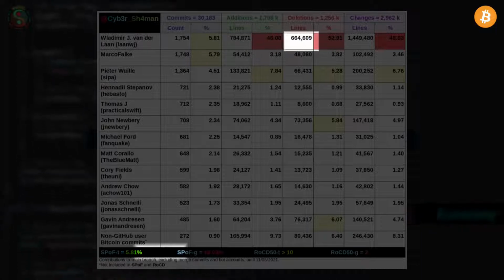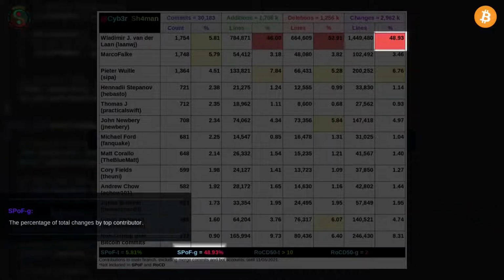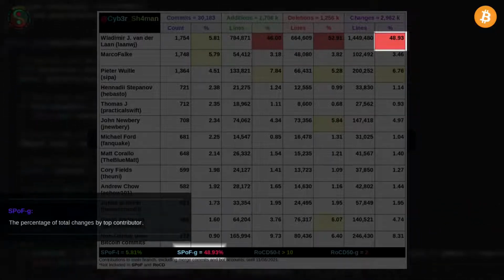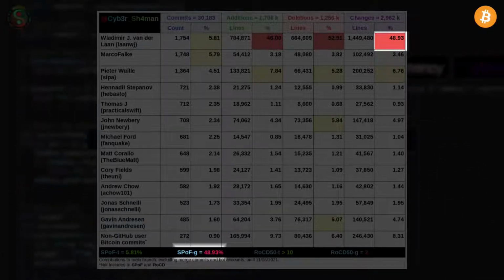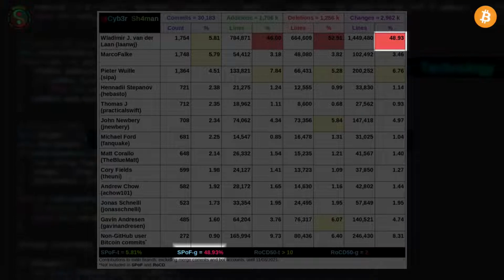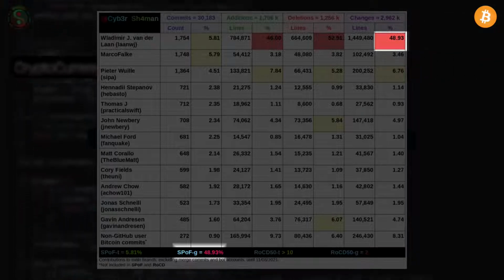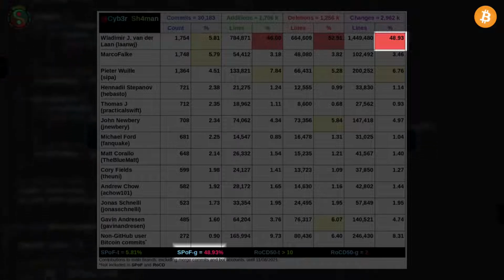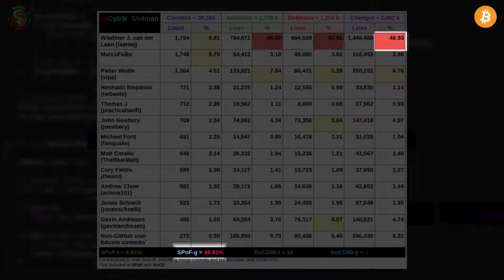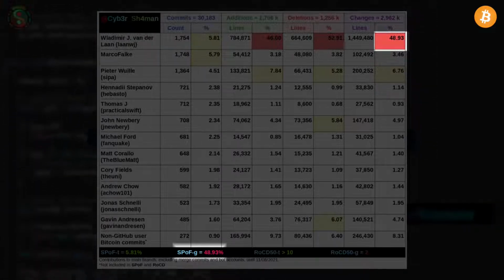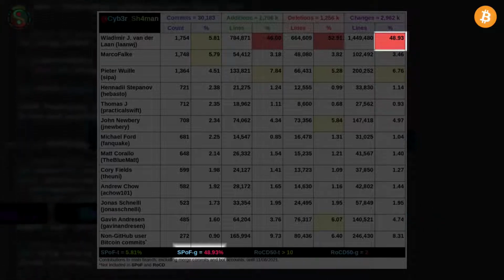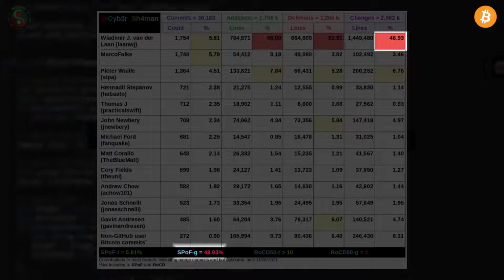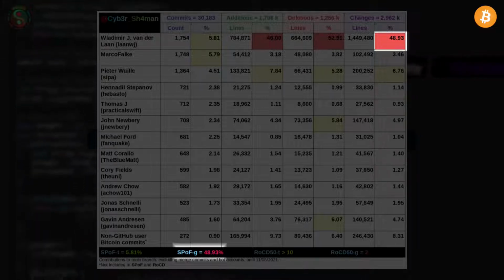But SPOFG, or the percentage of total changes by top contributor, is more than 48%, which is extremely high and not desirable at all. We like to see development is distributed more evenly among all contributors. And if you ask why, just imagine that the top contributor has left the project, or is not able to contribute anymore. The speed of development will be reduced to half in this case.